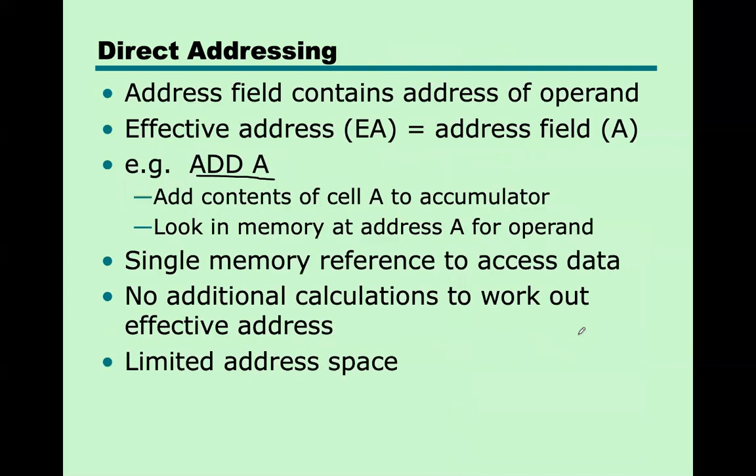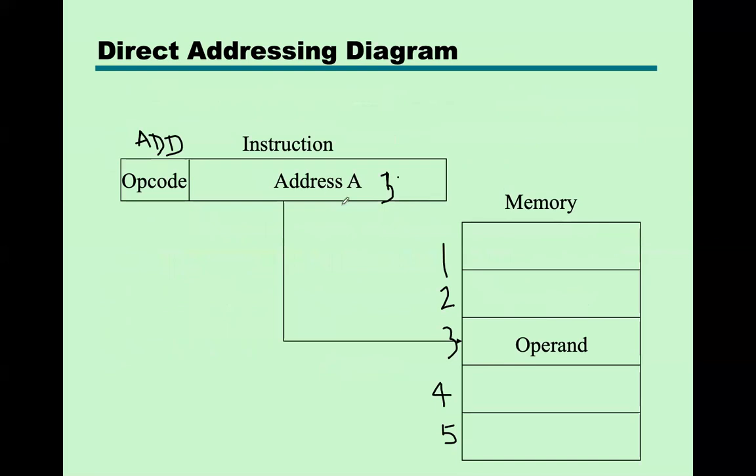That means in direct addressing, add the contents of cell A. A means the third location, for example, from which you fetch the data. Look in the memory at the address A for the operand. How many memory references do you need? It goes to the third location and fetches the operand, so one memory reference is required in direct addressing.